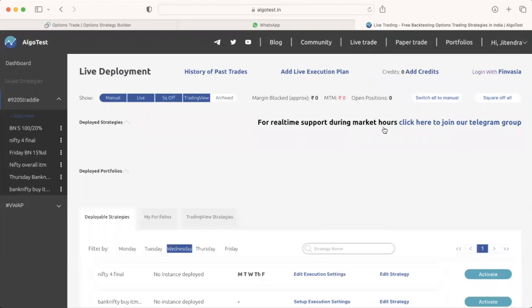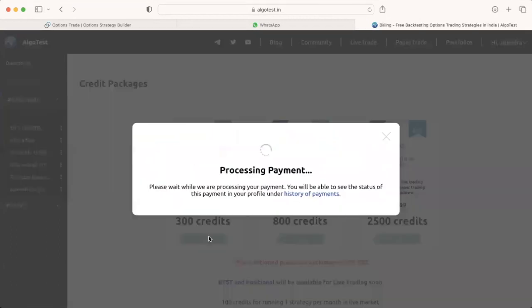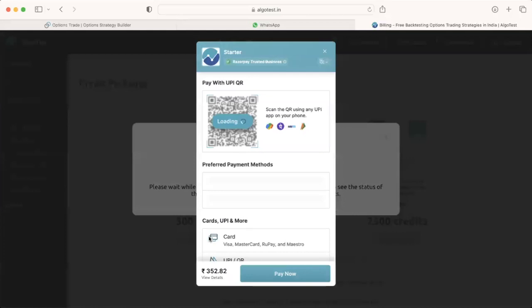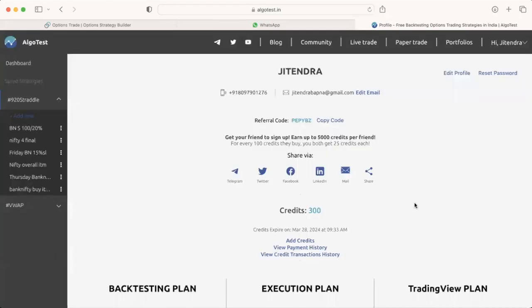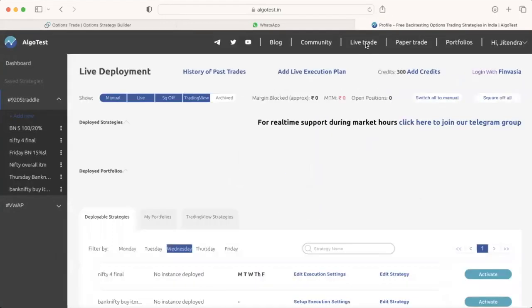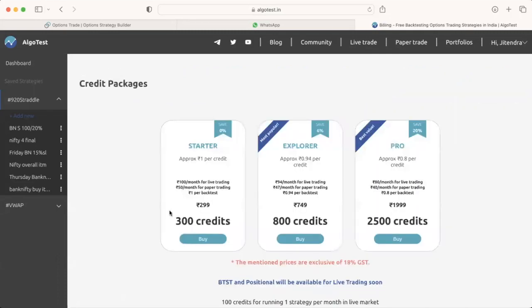So we'll go in the live trade. In the live trade, we don't have any credit. So first I'll add credit. Yeah. So I have done the payments. As you can see, there are 300 credits.